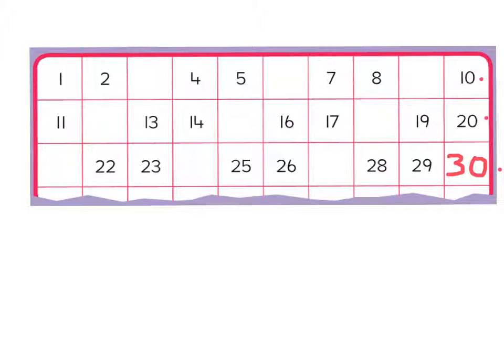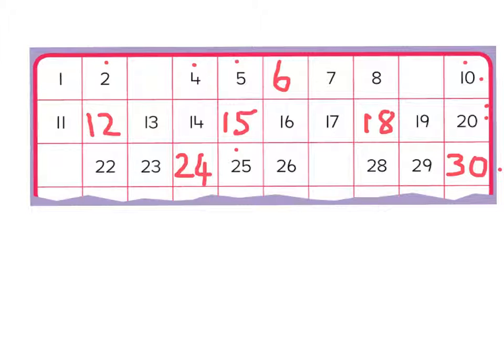What about counting in fives? 5, 10, 15, 20, 25. What about counting in twos? 2, 4, 6, 8, 10, 12, 14, 16, there's another one, 18, 20, 22, 24, 26, 28, 30.